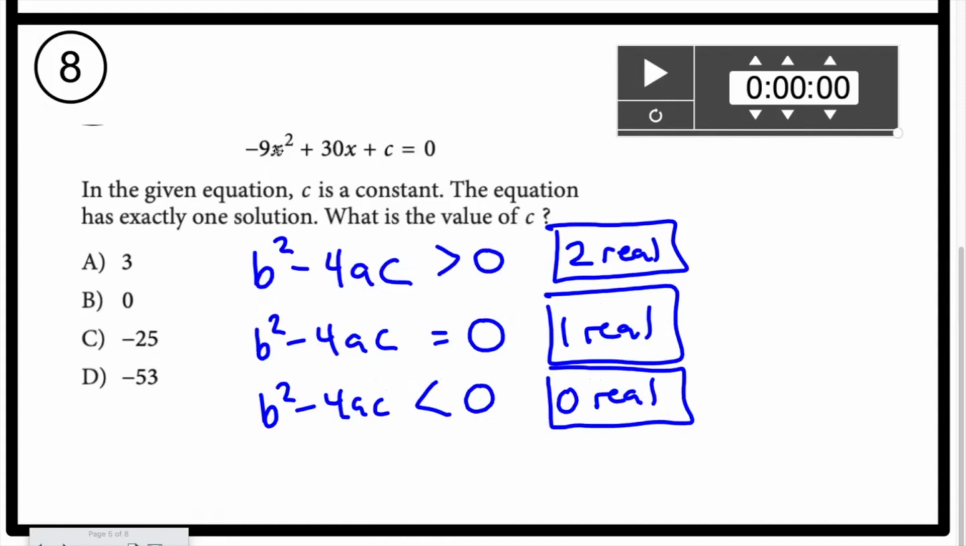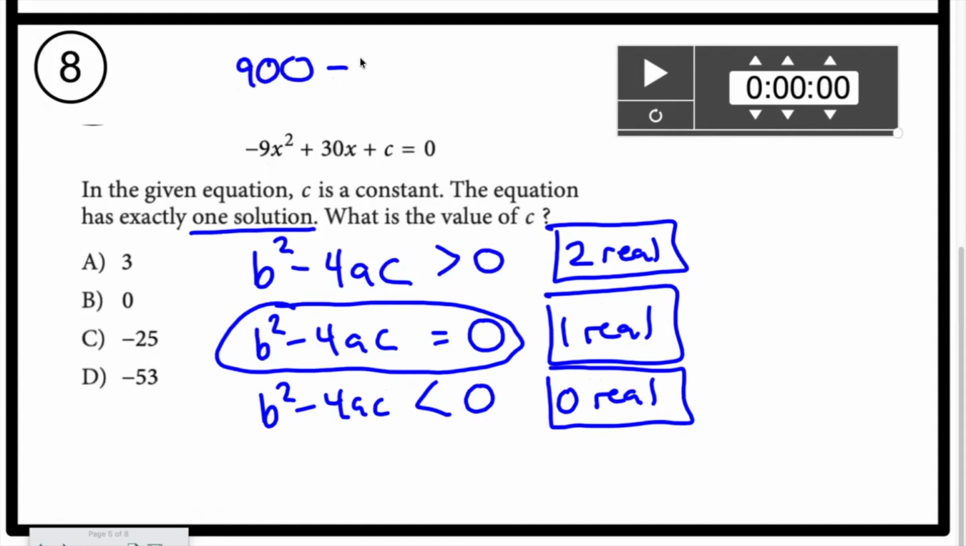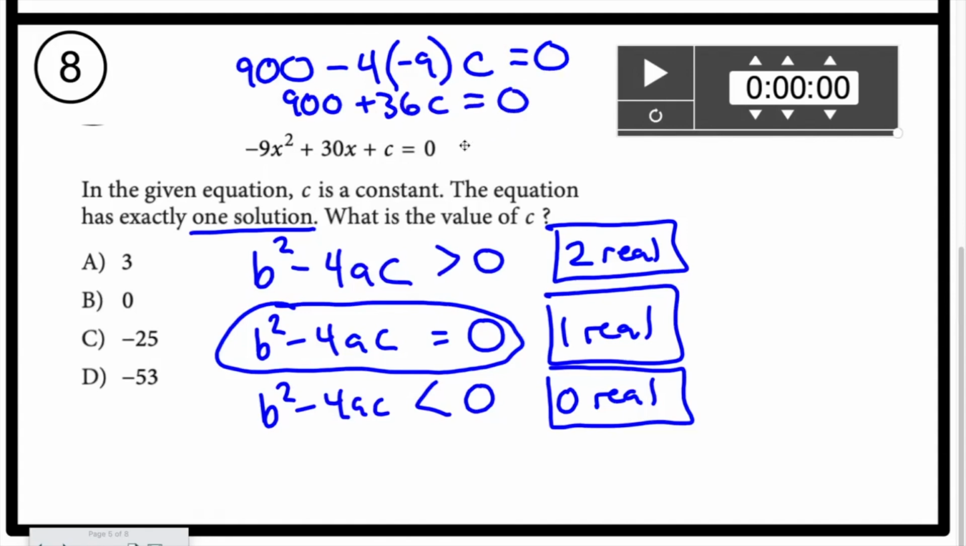So a way to do this problem is to just pick this one because we want one solution. B squared is 30 squared, which is 900, minus 4 times A, which is -9, times C, which is C. And if that equals 0, then I just get 900 plus 36C equals 0. And then 900 is -36C. Divide by -36. And 900 divided by -36 is -25.